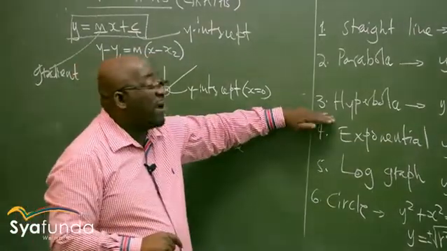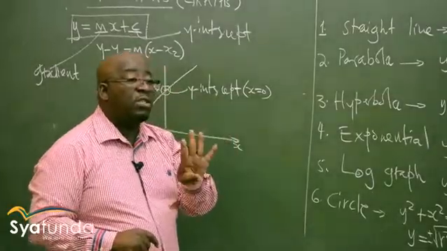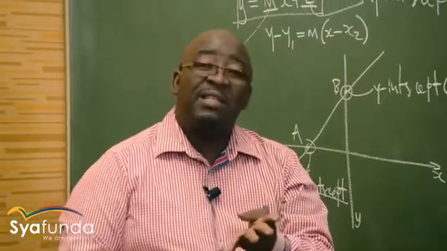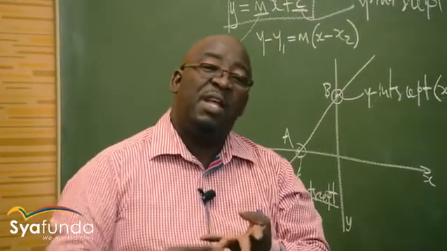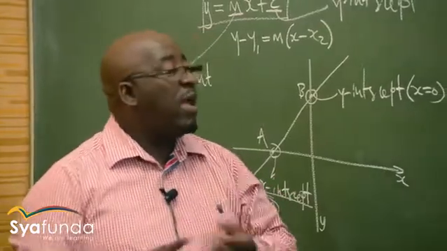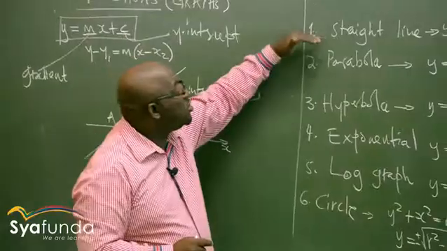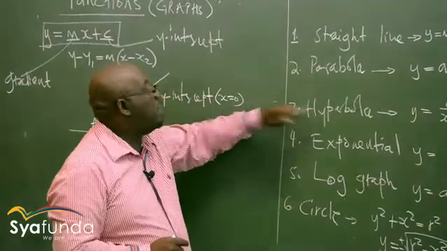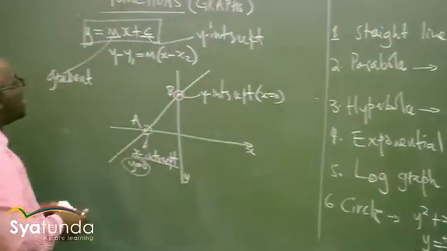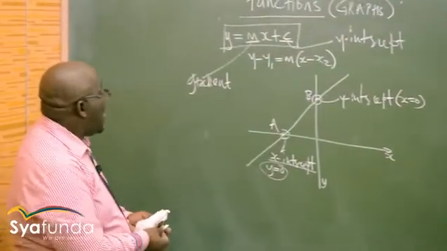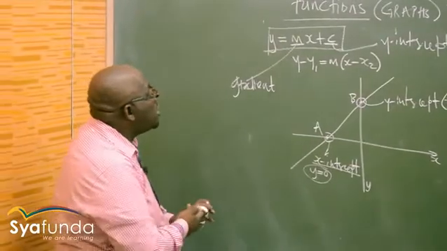To sketch the hyperbola, you will need 4 points. What? The x-intercept, the y-intercept, the x-asymptote, and the y-asymptote. So it goes like that. You need 2, you need 3, you need 4 points in that way. We'll tackle the other ones as we move on. Right, that is the straight line graph. So what is it that we need?